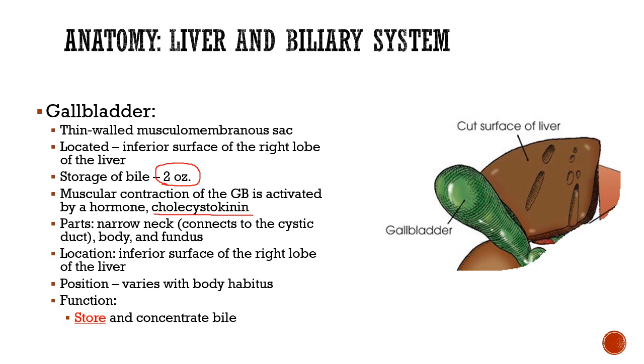The parts are the neck, which is the lower portion down here. It connects to the body, and then the fundus is over at the end. The location is the inferior surface of the right lobe of the liver, and its position does vary with body habitus. Its function, as mentioned before, is to store, and it also concentrates bile.